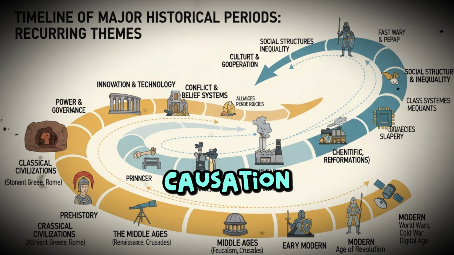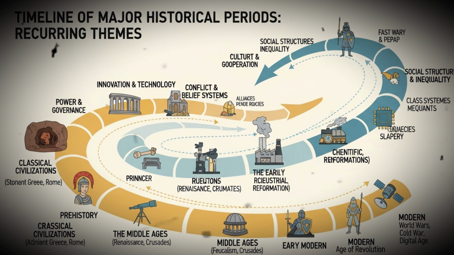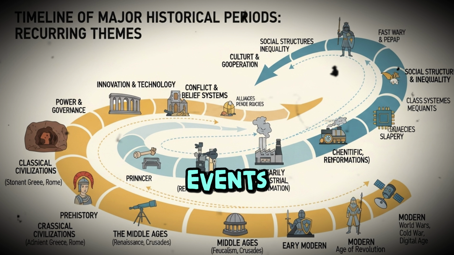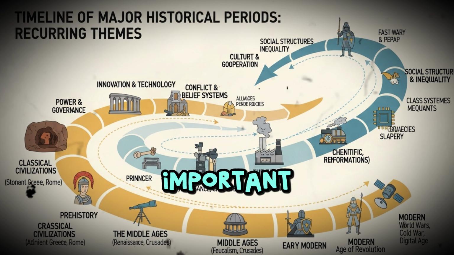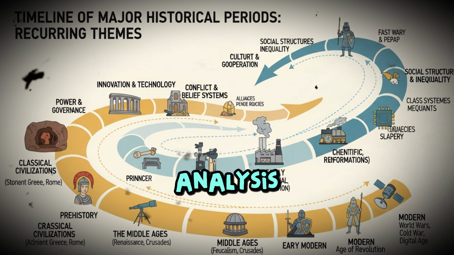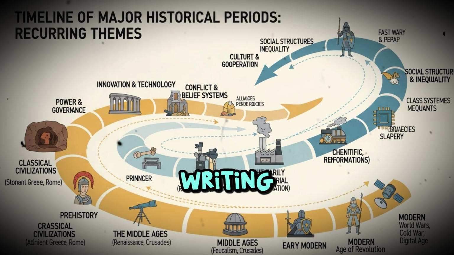4. Focus on causation, consequence, and significance. Exams love these three analytical angles. Causation: why did events happen? What factors were most important? Consequence: what changed, for whom, and how? Significance: why does this matter in the bigger picture of history? Use these angles in both essays and source analysis. They form the backbone of Level 5 writing.